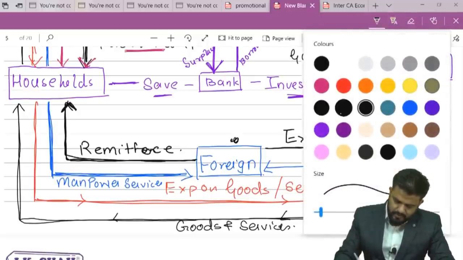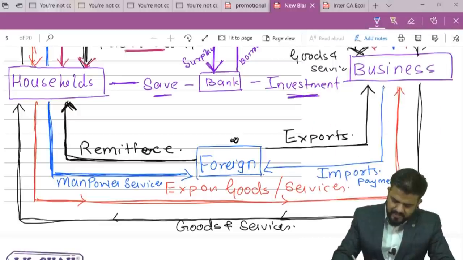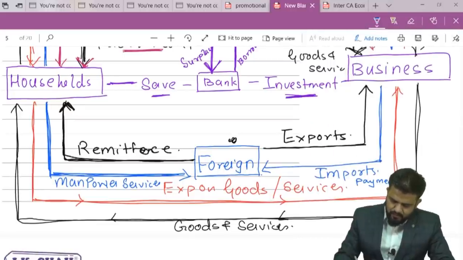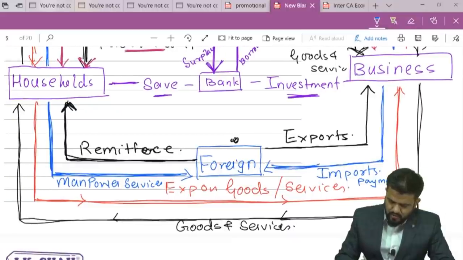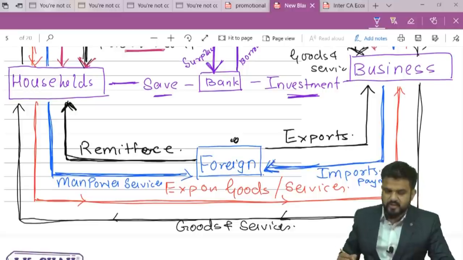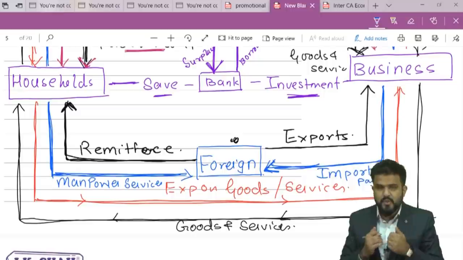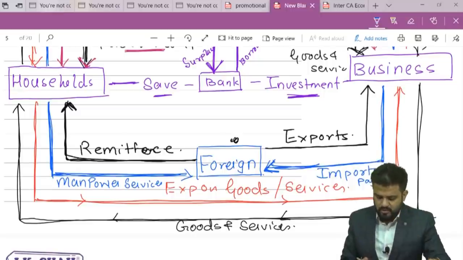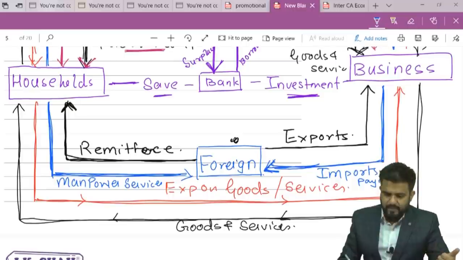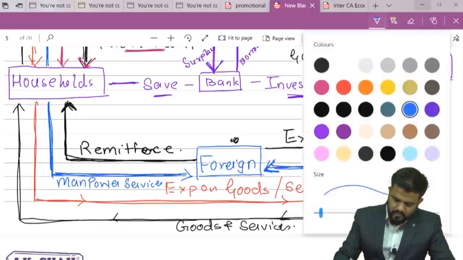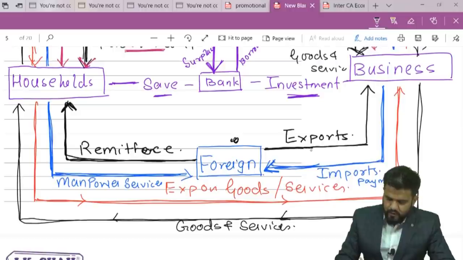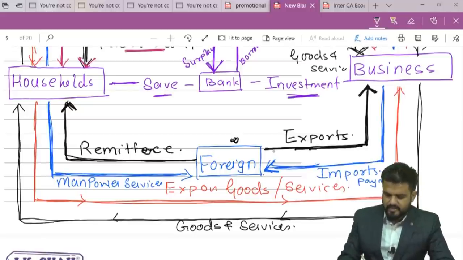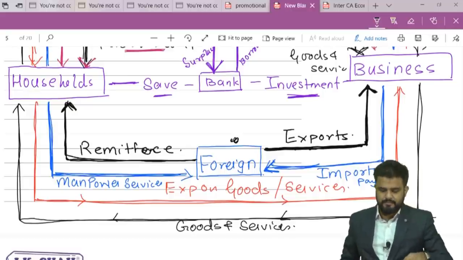Then I would say business and household. Can I say business will import certain goods? The moment we import, goods will come in. But can I say, my dear students, money will go out. Goods will come in, but money will go out. That is your import payment. And lastly, we will export certain things. So goods will go out, but money will come in. So it represents money flow.